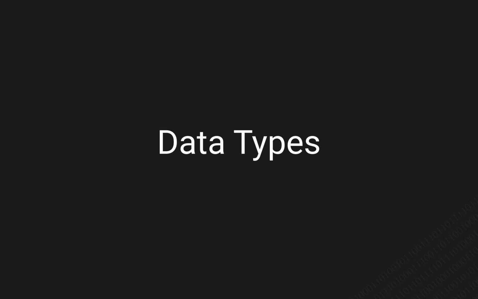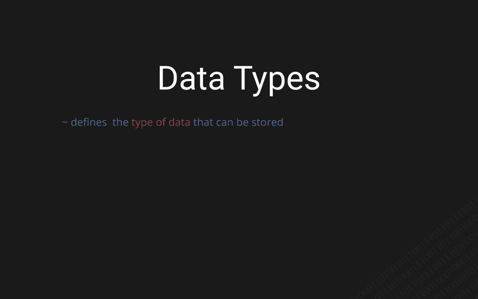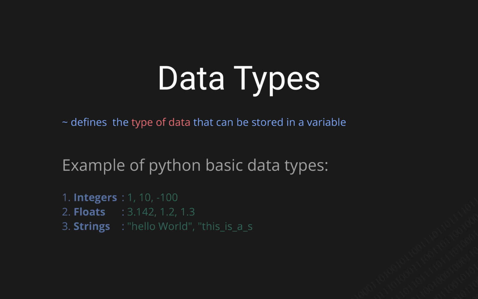So how about the data types? Data types define the kind of data that can be stored in a variable. The following are the basic data types in Python. Integers are whole numbers such as 1, 10, or -100. Floats are decimal point or floating point numbers such as 3.142, 1.2, 1.3, and so forth.